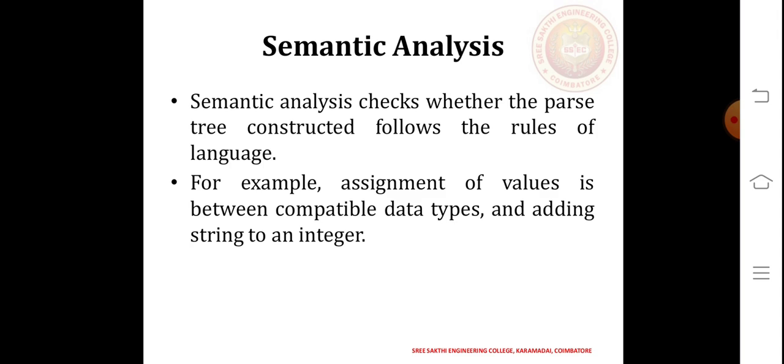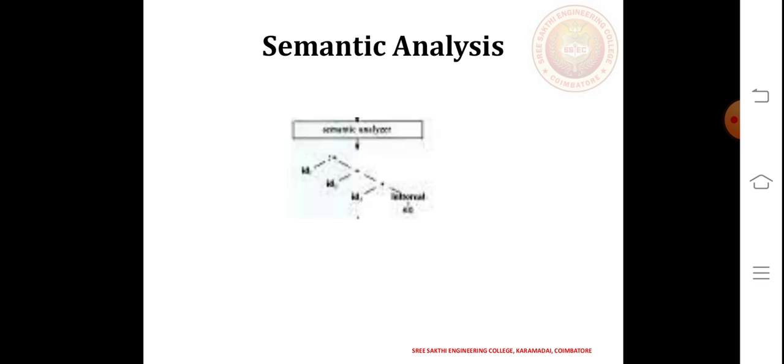The meaning of semantic analysis phase is that it is used to define the meaning of the program. That is, semantic analysis checks whether the parse tree constructed follows the rules of the language. For example, assignment of a value is in between compatible data types, and adding a string to an integer. So here I'm going to multiply id3 into 60. 60 is an integer value, id is a real value. I can't just multiply it. So here the compiler automatically converts this integer value to a real value, that is into real of 60. So now multiplication is possible easily. So this is how the semantic analysis phase exists.